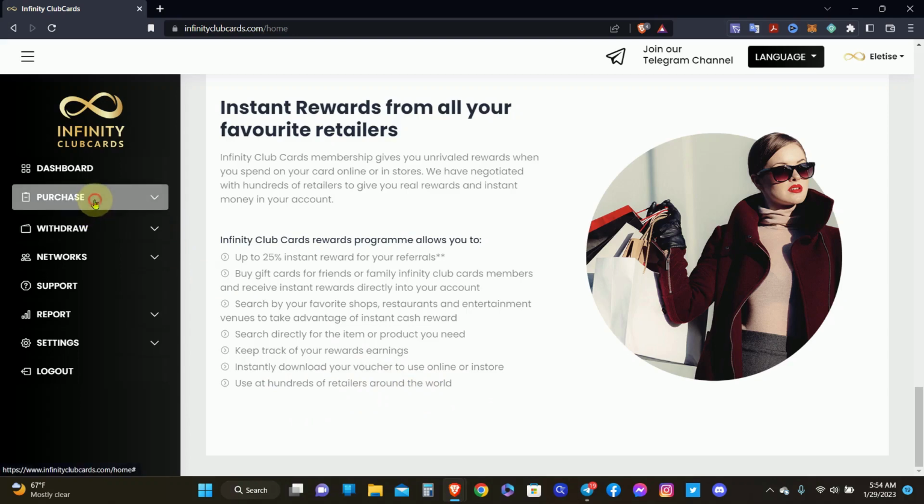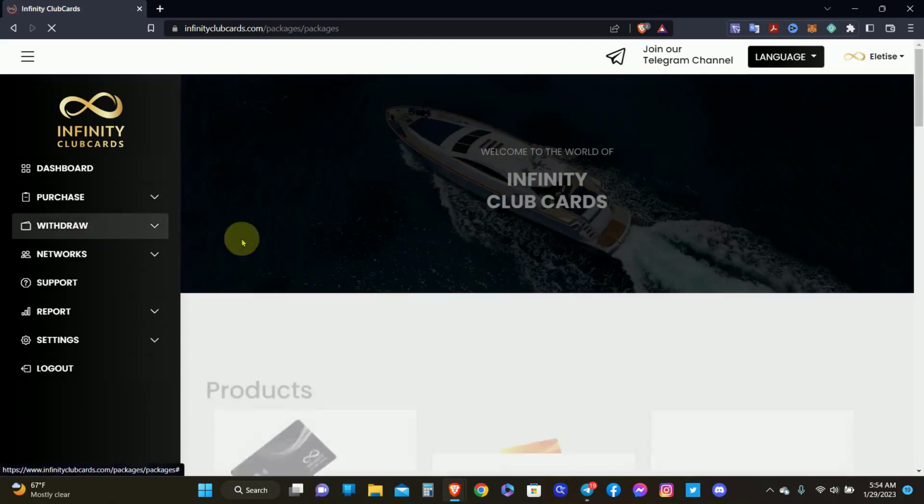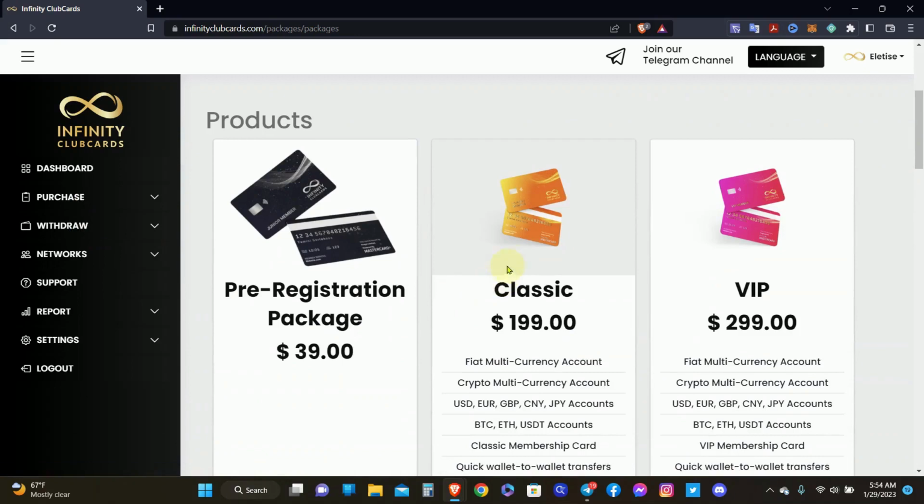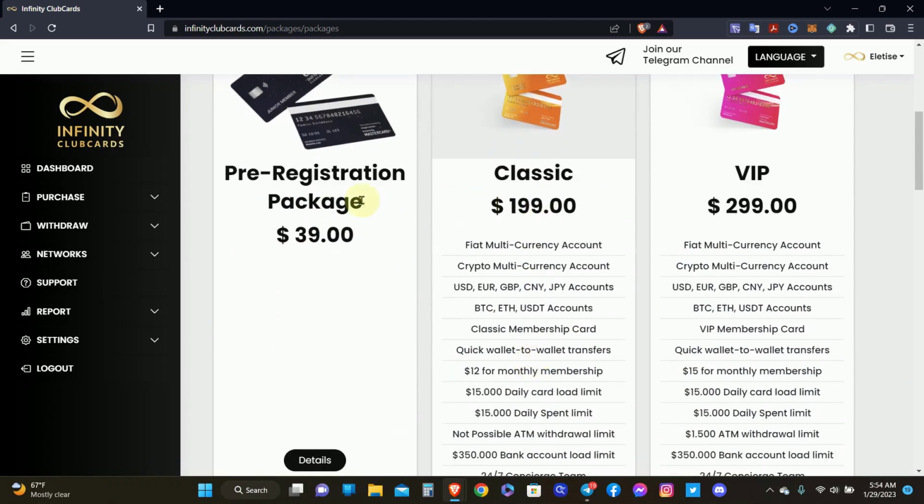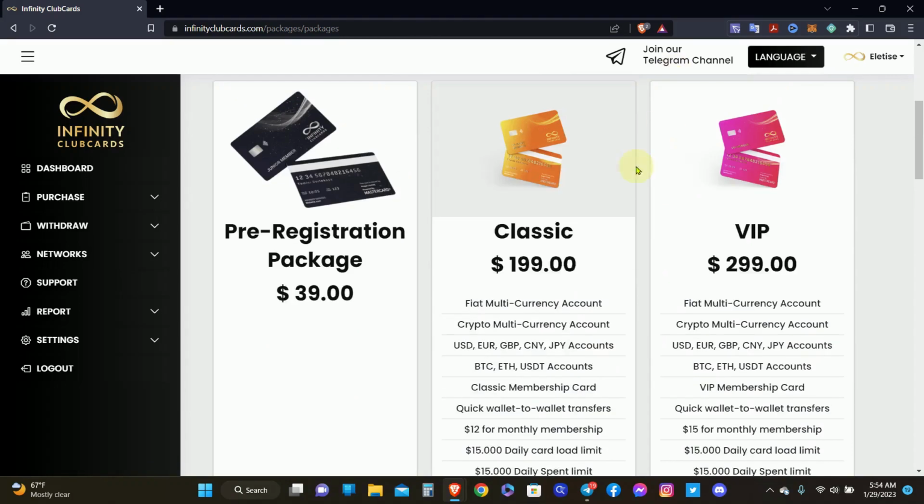So the purchase price for all these cards varies. This right here is the virtual card. This is the pre-registration package, of course $39, like I explained earlier. By getting pre-registered, we have the opportunity to buy one of these first three cards at least $100 cheaper. So now, instead of spending $200 for the virtual card, if you get pre-registered, you'll spend $100.